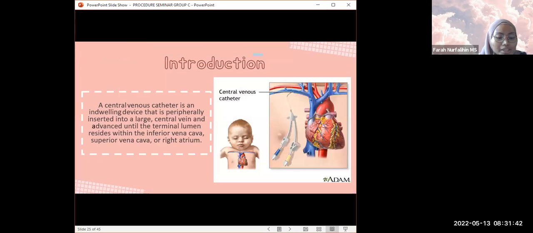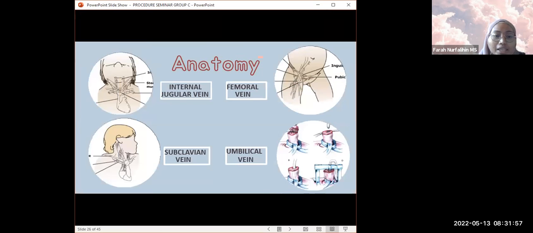Okay, a central venous catheter is an indwelling device that is peripherally inserted into a large central vein and advanced until the terminal lumen of the catheter resides within the inferior vena cava, superior vena cava, or right atrium. So in infants and children, the 4 primary sites for central venous access are the femoral vein, subclavian vein, internal jugular vein, and also umbilical vein. For internal jugular vein cannulation, it causes less thrombosis compared to other sites and can easily apply pressure in the case of arterial puncture.